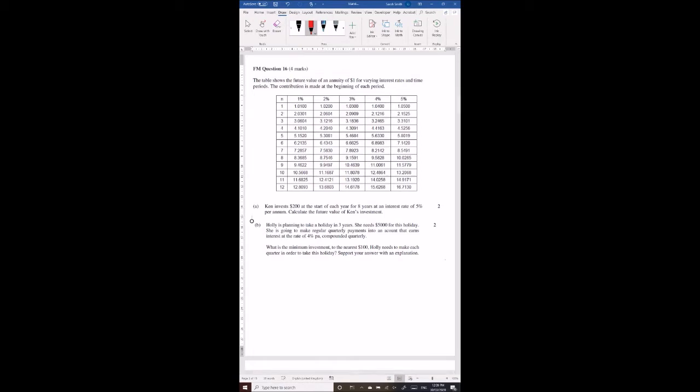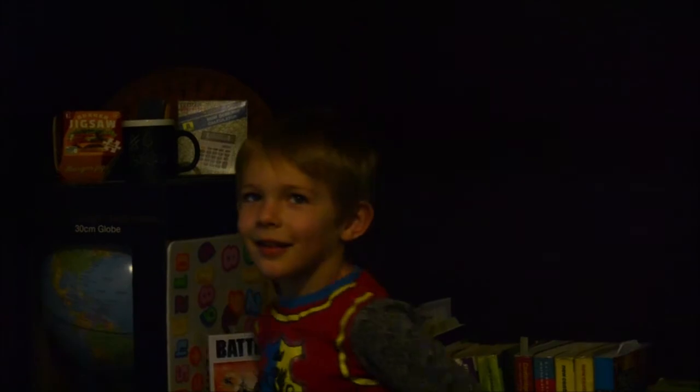Our next question here. Ken invests $200 at the start of each year for 8 years at an interest rate of 5% per annum. Calculate the future value of Ken's investment. Now, it's really important with this one that you read that the contribution is made at the beginning of each time period. So this is an annuities table where it's a bit different to the ones we're used to. Most of the annuities tables that we've looked at, the contribution is being made at the end. In this question here, the contribution is actually being made at the beginning of the time period. That one stumped me a little bit at first.